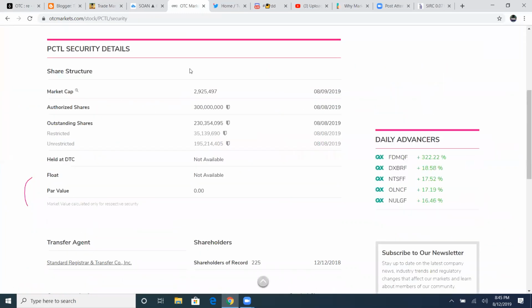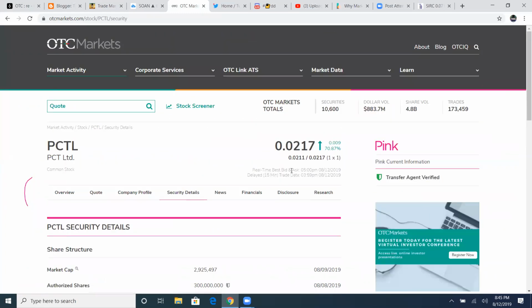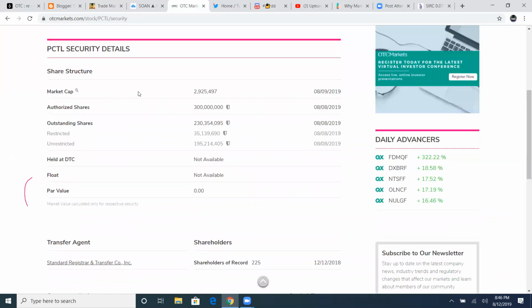Let's say you go to security settings on OTC Markets. You're going to see the market cap. Then you're going to see the authorized shares. This is the total amount of shares this company is willing or able to give its shareholders. So far, they've given 230 million shares to its shareholders, but 35 million of those are restricted, and only 195 million of those are unrestricted, which equals the float, so to speak.